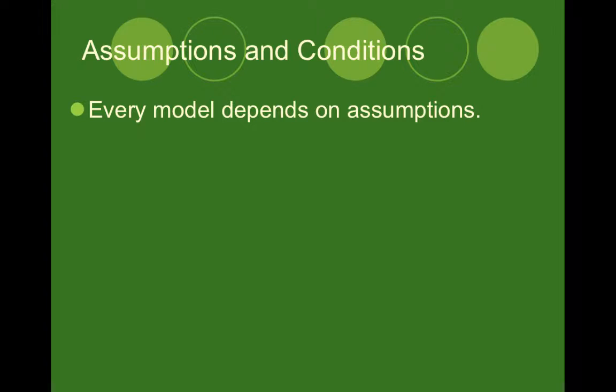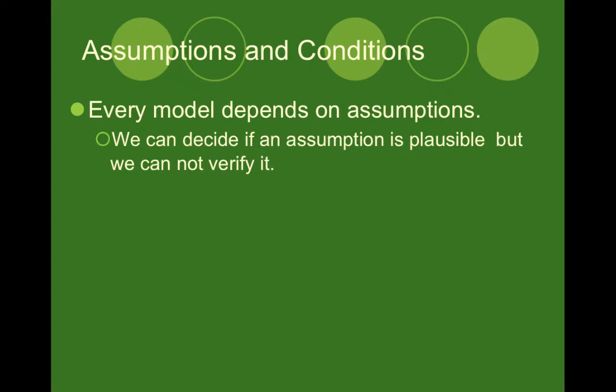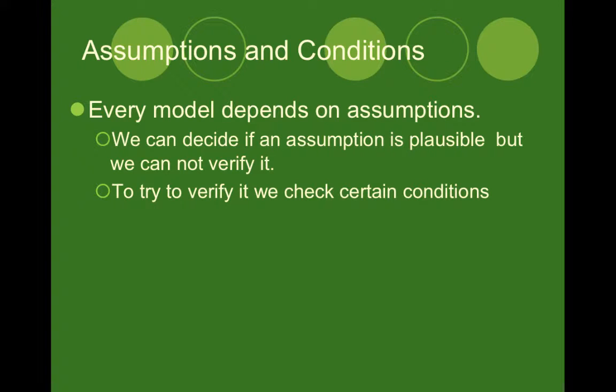So every model depends on assumptions. We can decide if an assumption is plausible, but we can't verify it, which is why we have to have conditions to make sure that our assumptions are met. Again, to try and verify our assumptions, we have to check certain conditions, and those conditions can be verified. And as we go through this, you'll notice that the assumptions and conditions tend to be the same and kind of repeat themselves, so it'll be a little bit easier as we move forward.